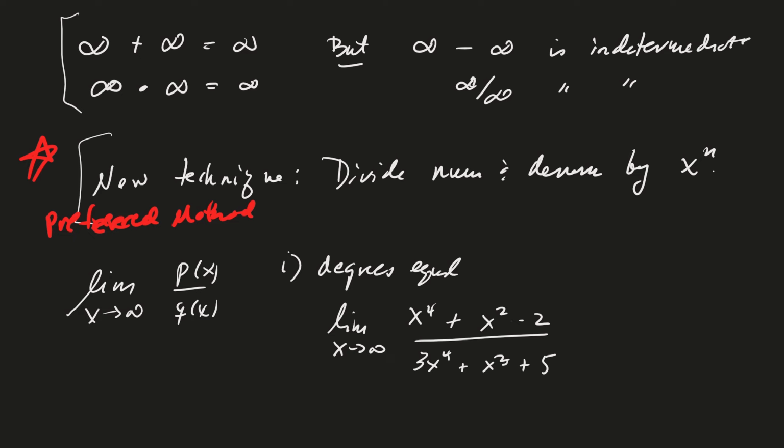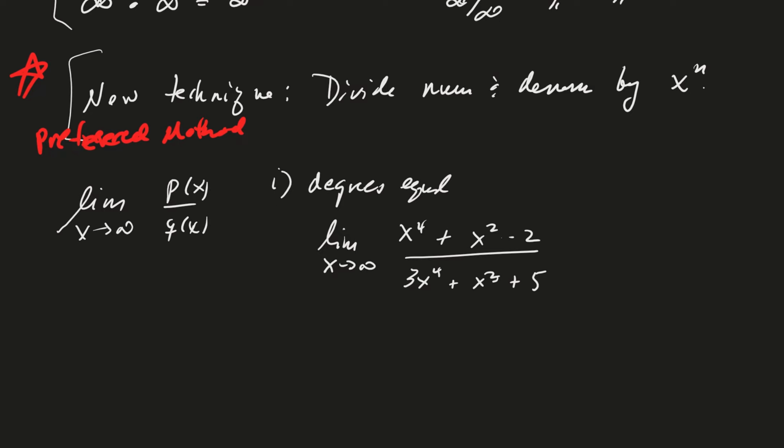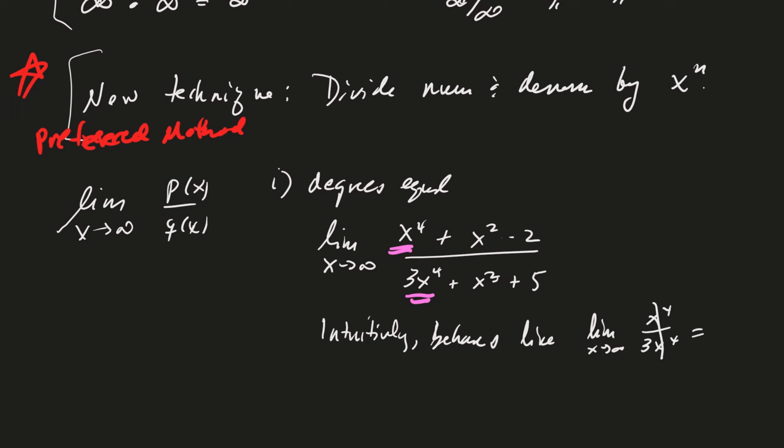Alright, so the way to think about this, if you just want an intuitive understanding of what's happening, is you want to take the leading term of the numerator and the leading term of the denominator and just look at that. So what we would say is, intuitively, this behaves like the limit as x goes to infinity of x to the fourth over 3x to the fourth. And so notice that the x to the fourths go away and you're left with 1/3.